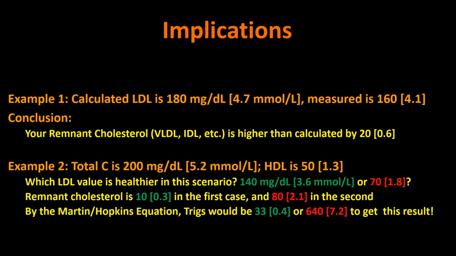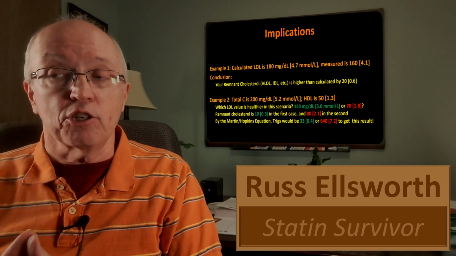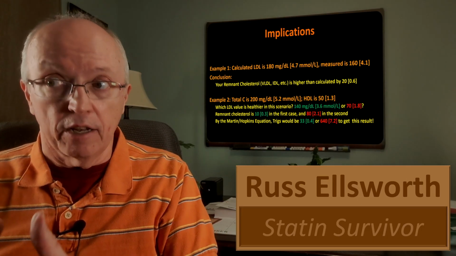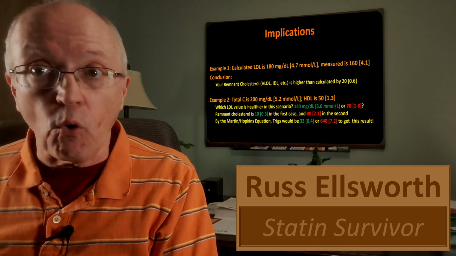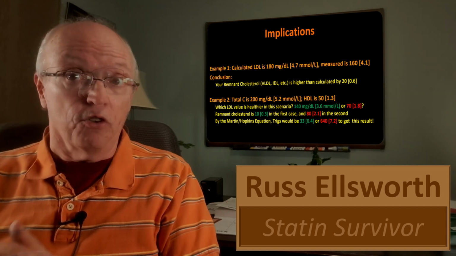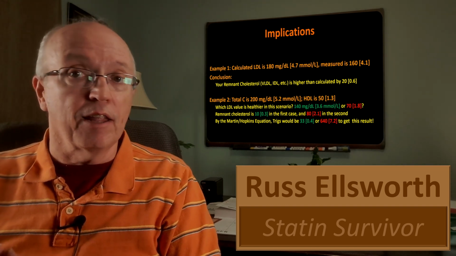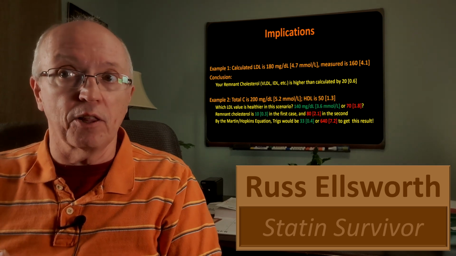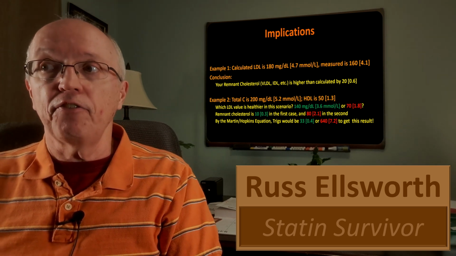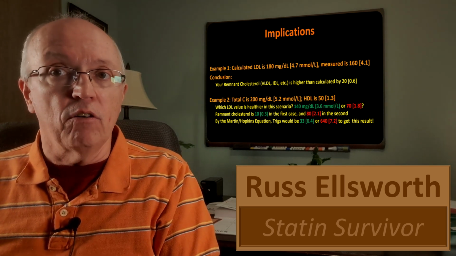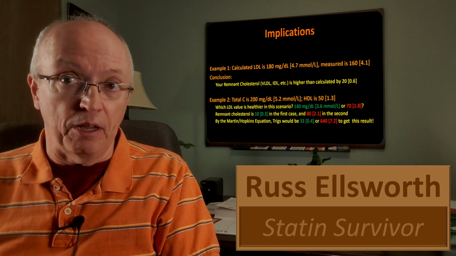And if we take the Martin-Hopkins equation and we reverse engineer that, this implies a triglyceride level of 33 in the first case or 640. It's through the roof in that second case. You really did have this contrived lipid panel that I've come up with of 200 milligrams total, HDL of 50 and 70 for LDL. That's a very unhealthy profile.